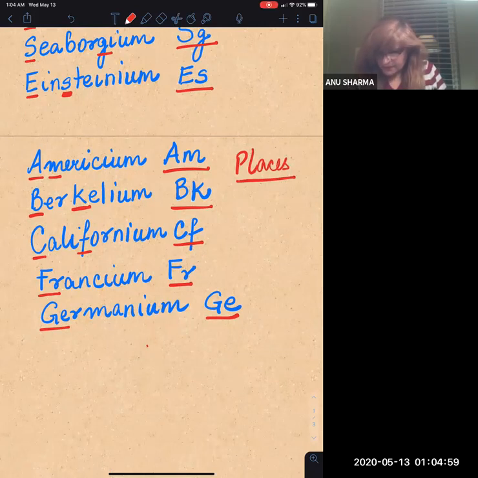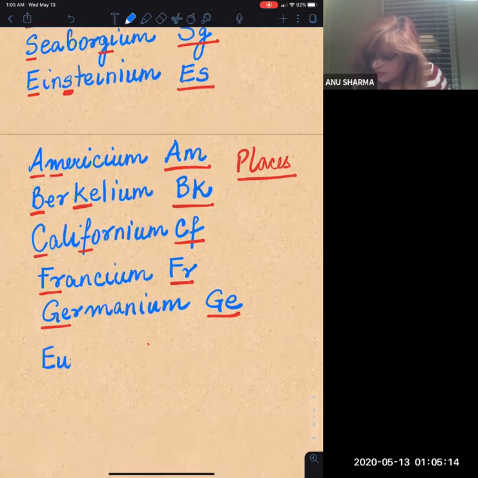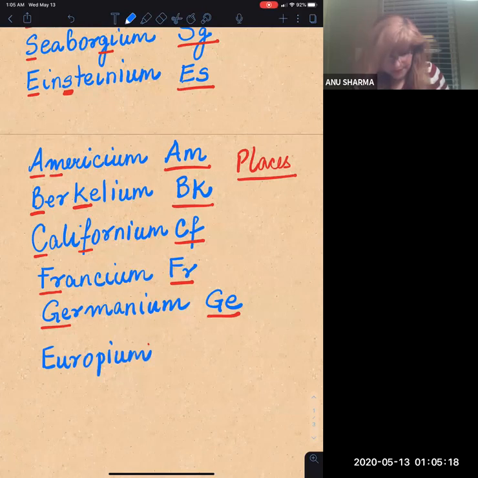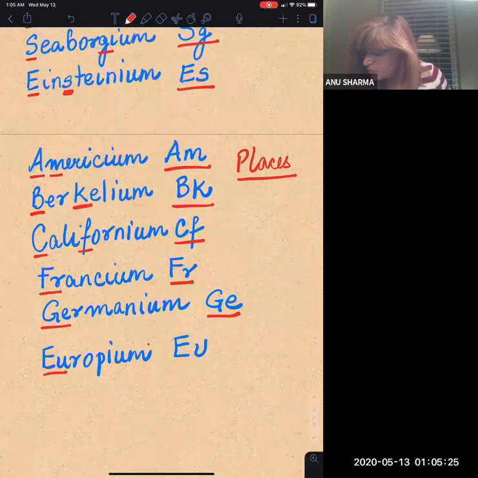For example, you have Europium, Francium, Germanium. Let's look at Europium. Europium is E-U-R-O-P-I-U-M, Europium, and this is E and U. Okay, Europium is E and U. So EU right here. Okay, Europium.